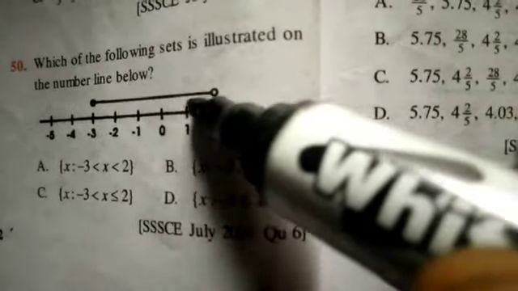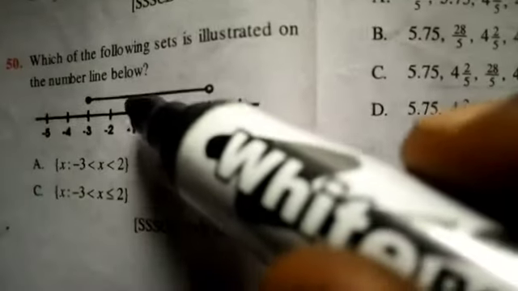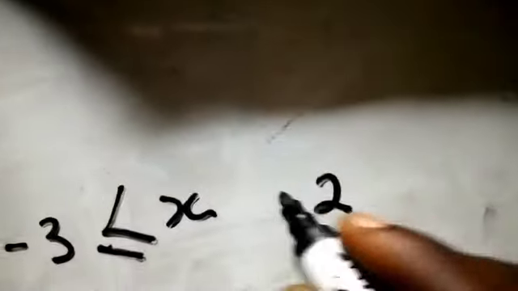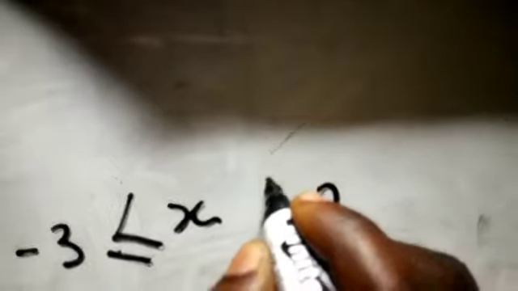Of course, as you can see this line, the line is moving to the left-hand side of 2. It tells you that the numbers are less than 2. Is that okay? What are the numbers? x are the numbers. So x is less than 2. This is how you should write it.